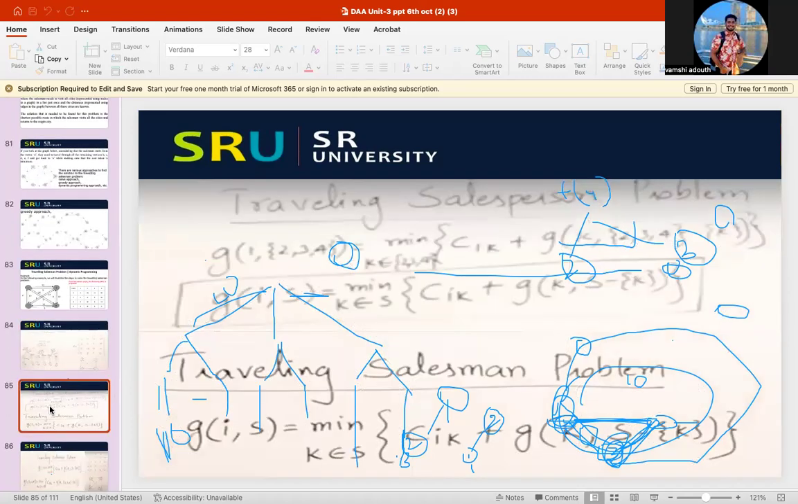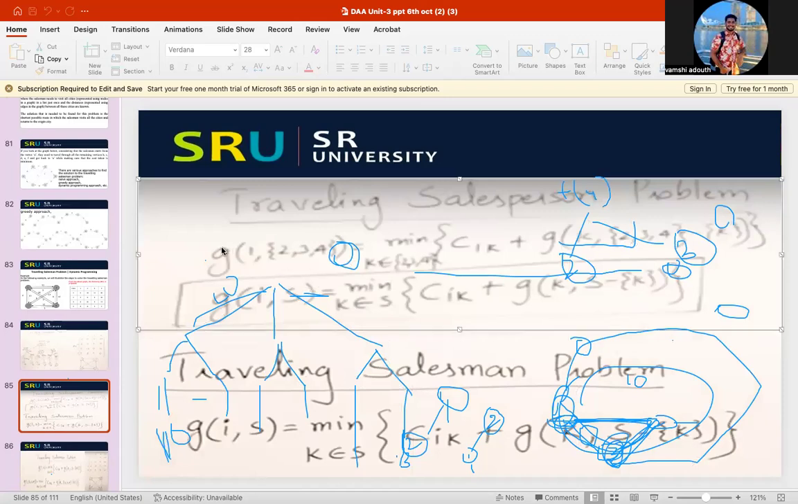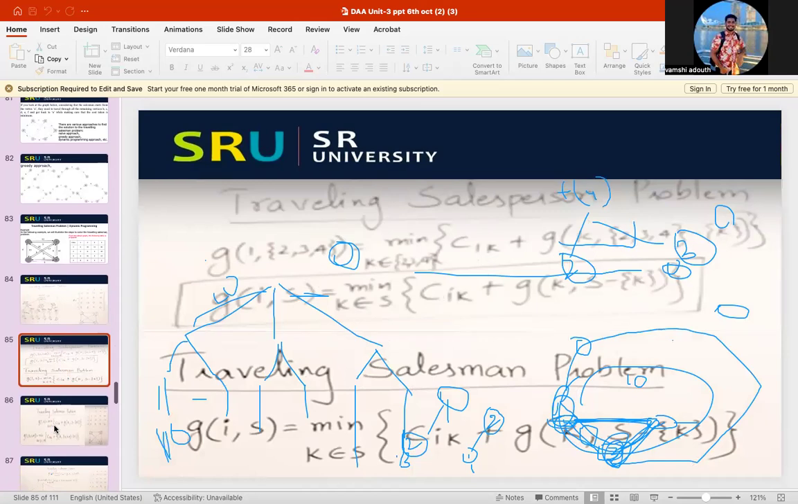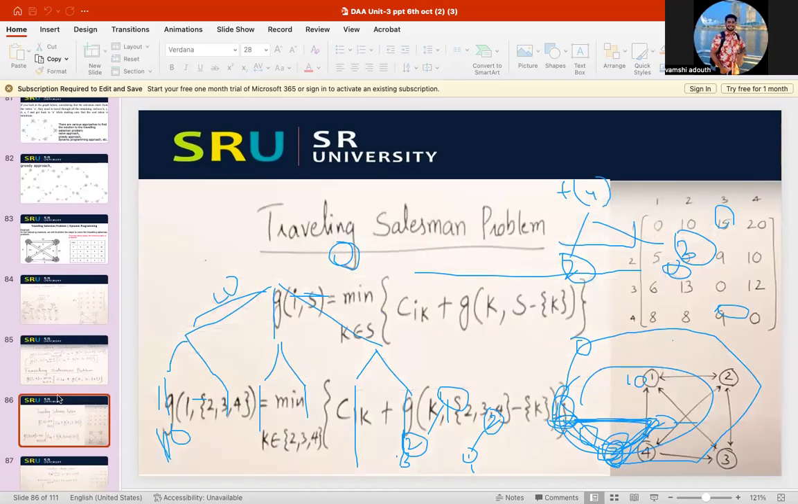So for that route, we can calculate from a formula also. To calculate through a formula, we have g of 1 comma 2 comma 3 equal to minimum k. Now I will explain how we should take all these things, then what is c, what is 1k. We will calculate using this formula. Let's see how to calculate through a formula.